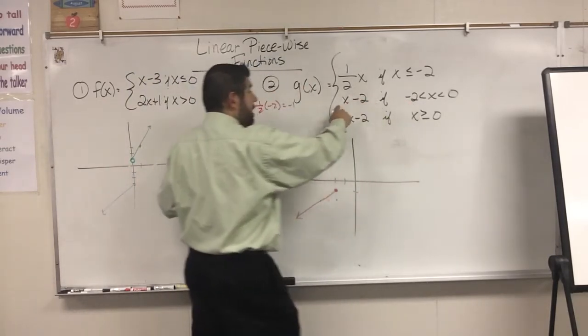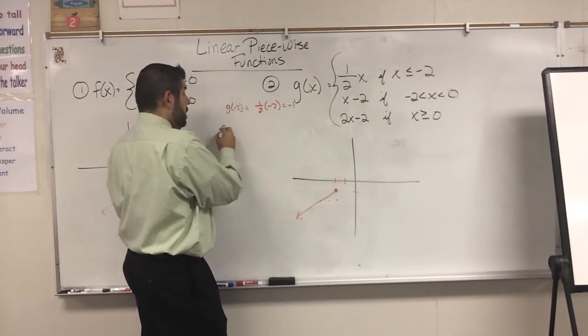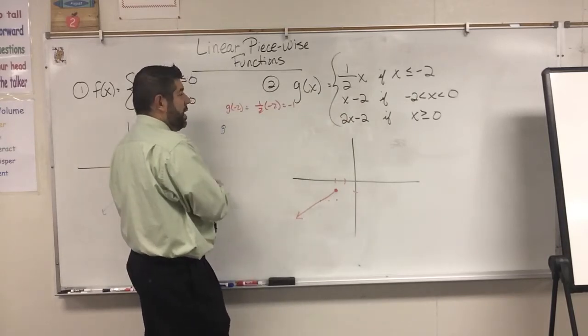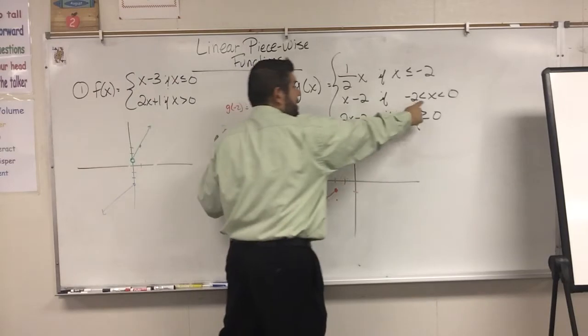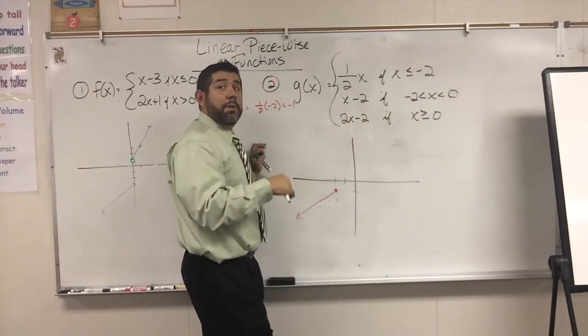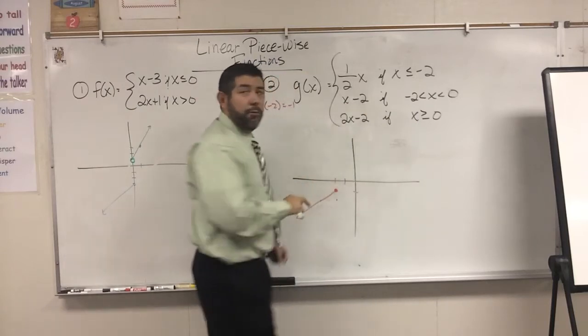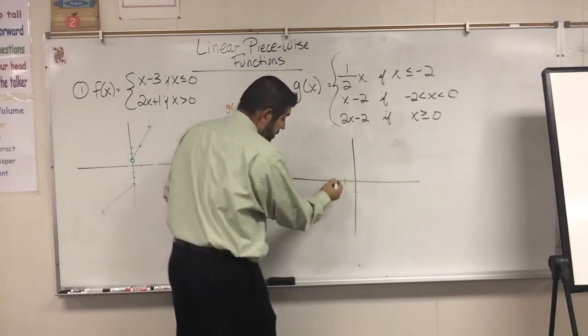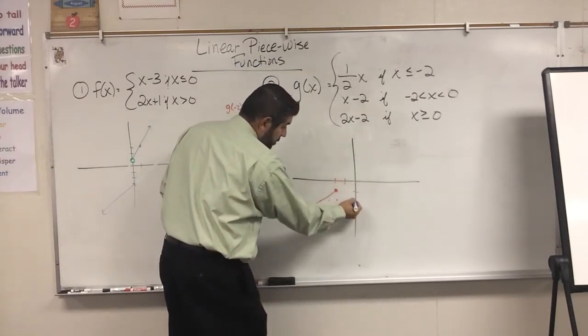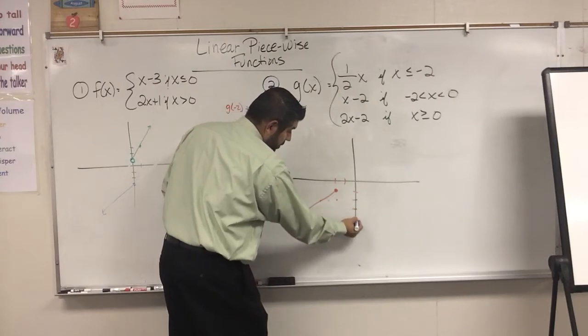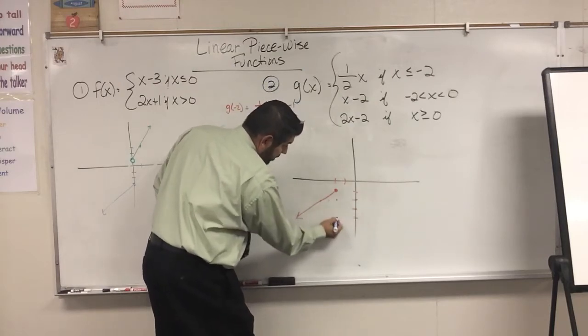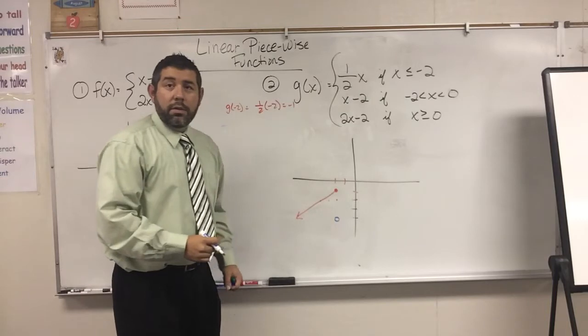I'm going to plug in -2 here. G of -2, well, it's not really g of -2 because it doesn't exist for that. But I'm still going to plug in -2 to see where that point would be. -2 in here is going to give me -4. So -2, -4, 1, 2, 3, 4. Okay, and this is going to be an open circle.